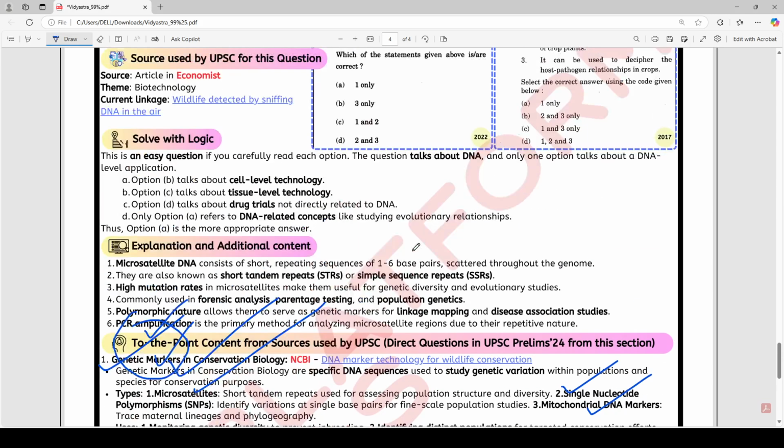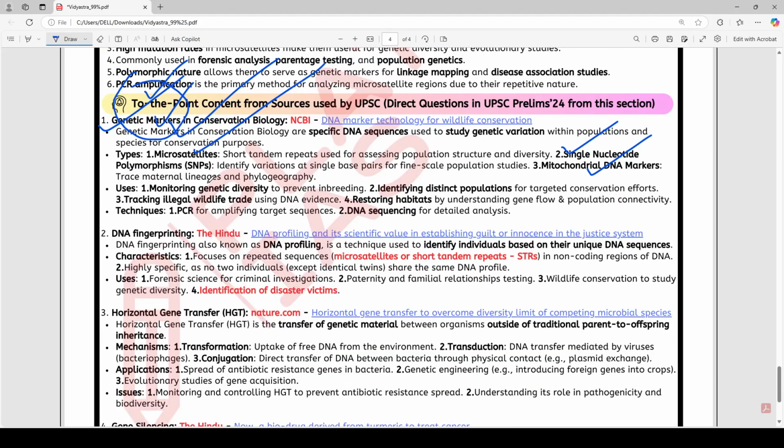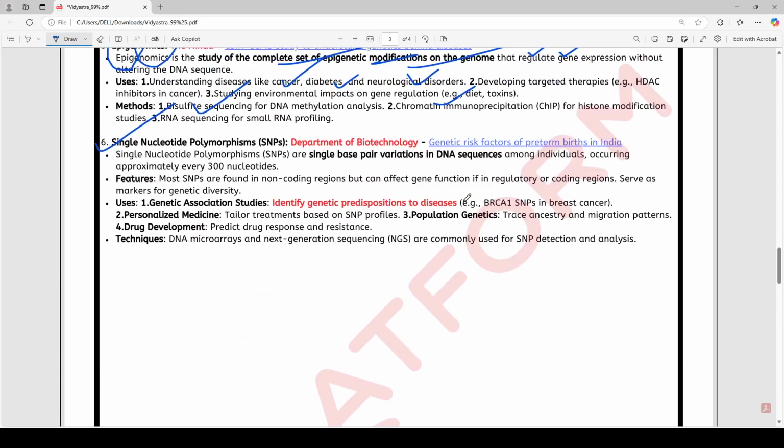And this is the application: monitoring genetic diversity, why there is diversity in our populations, identifying distinct populations, tracking illegal wildlife trade, restoring habitats. Because if we know what differences exist, we can do multiple applications. I will come to applications later, but let us first complete SNPs.